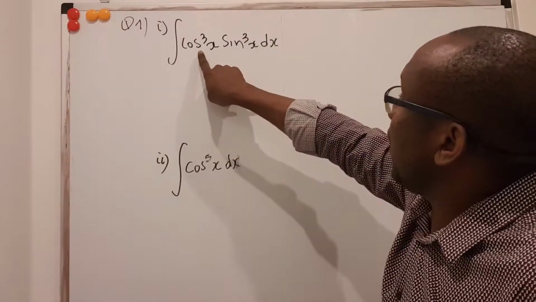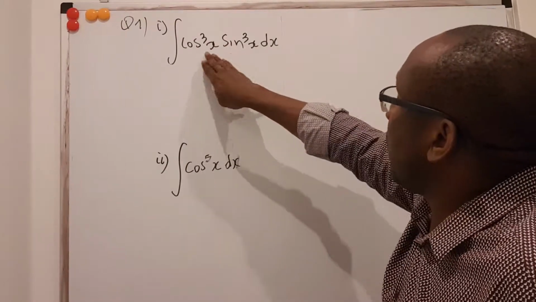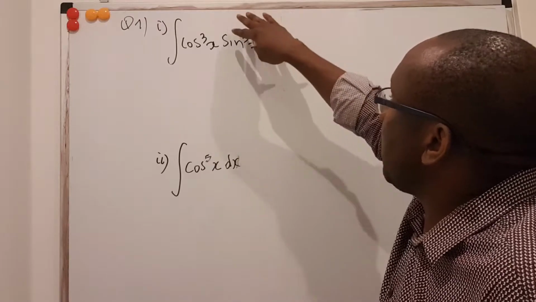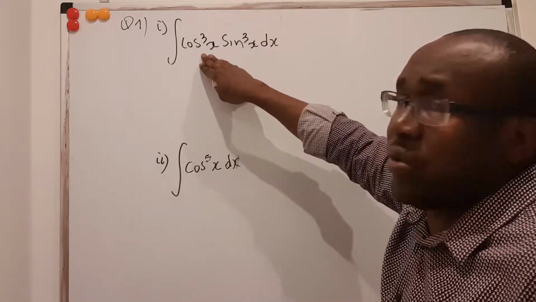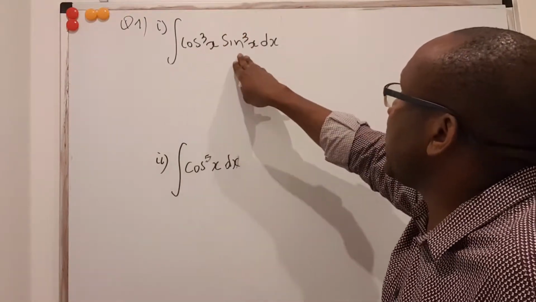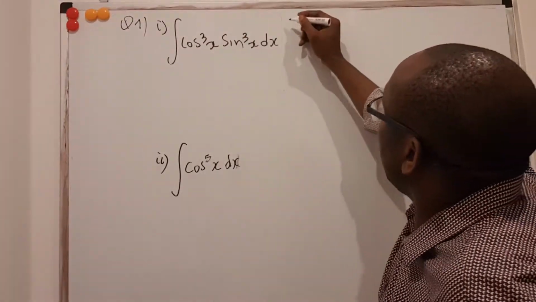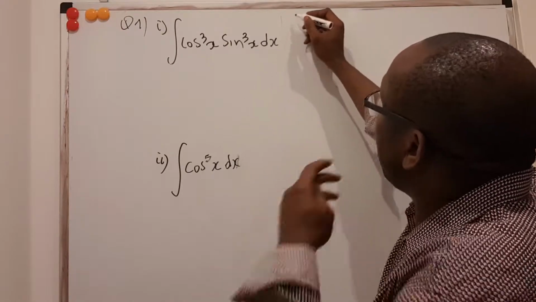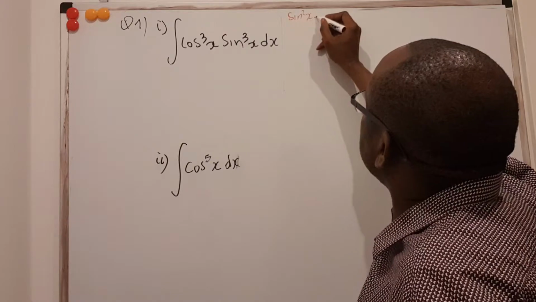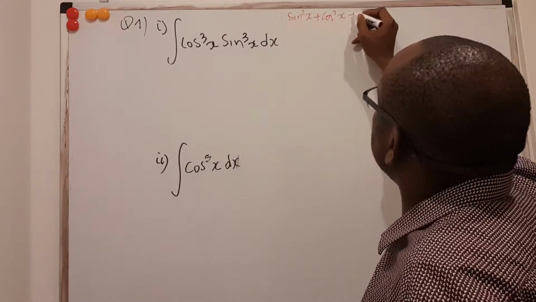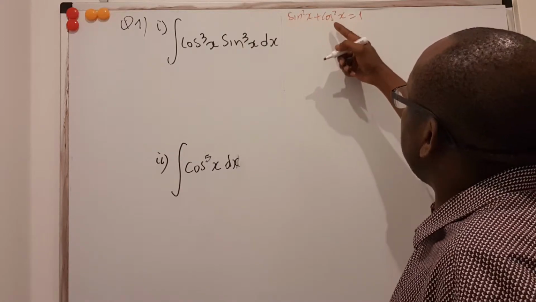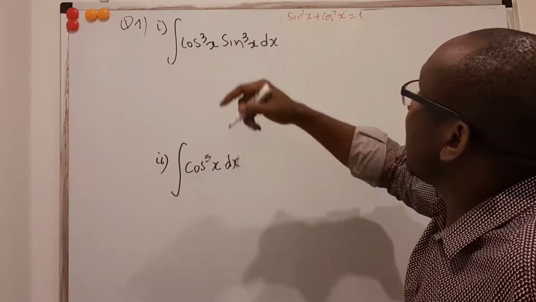The key thing is to make sure that we transfer the powers to one of the trigonometric functions. So we can make sine to higher powers and leave cos x to the first power, or do the same thing, get all the powers to cos x and leave sine. And how do we do that? We know very well from our fundamental trigonometric identity that sine squared of x plus cos squared of x is equal to 1. That means based on this, I can make cos squared x the subject of the formula, and I can make a substitution.